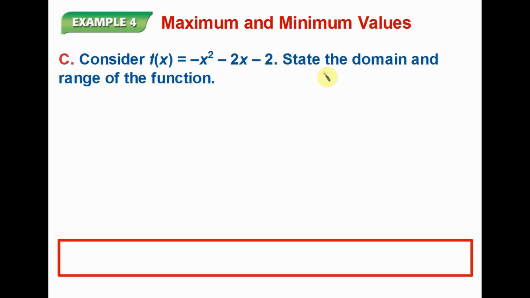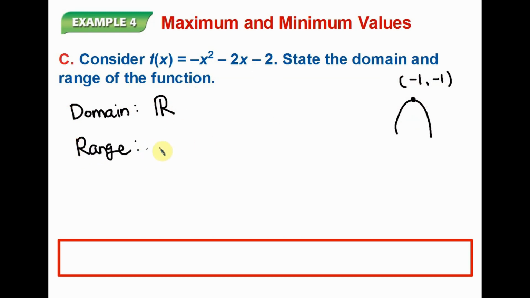Part C, state the domain and range of this function. Since I know if I graph this function, it will have a maximum value at the point negative 1, negative 1. For the domain, remember, you can plug in any x values that you want, so it could be all real numbers. The range has a limitation because if negative 1, negative 1 is my maximum, it cannot go any greater than negative 1. So I know the y has to be less than or equal to negative 1.